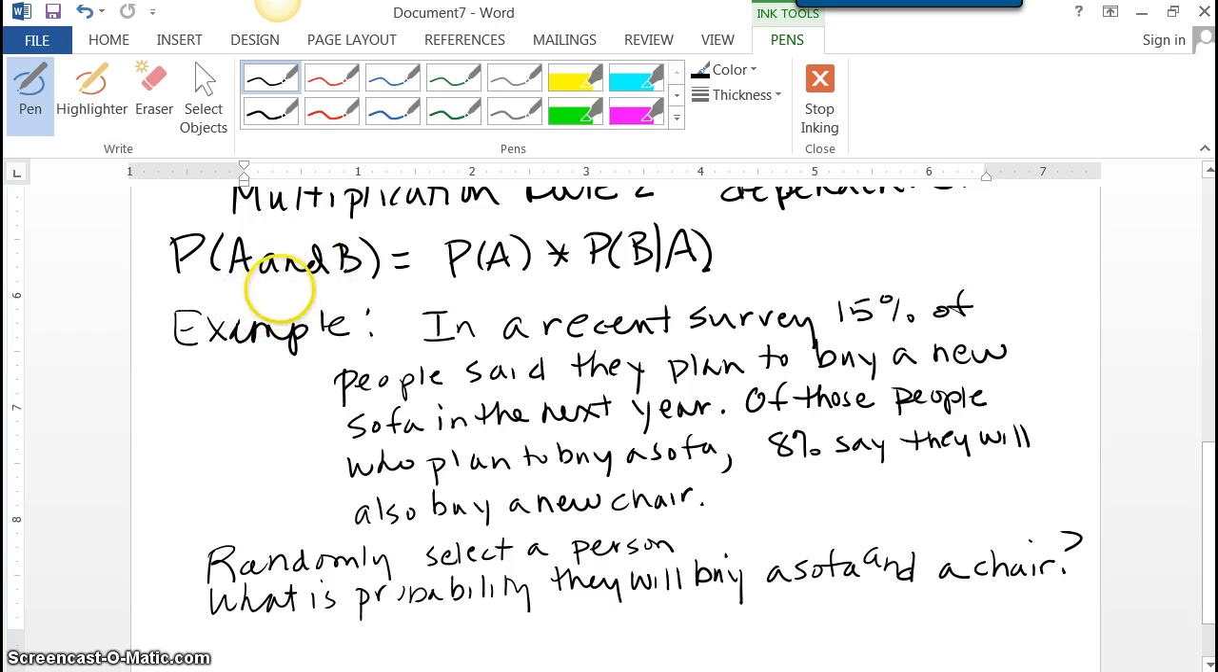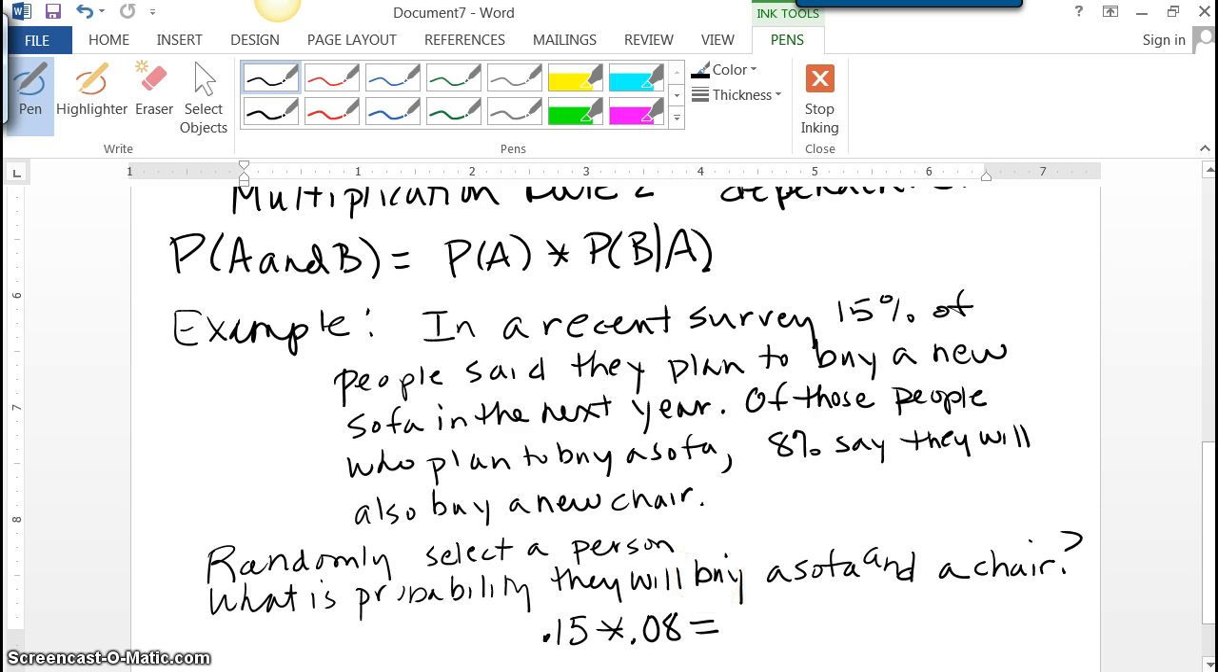So we're still asking an and question, but we're going to take the probability of buying a sofa, and then if they buy a sofa, we know that 8% of those people buy a chair. And so this probability right here, the probability of buying a chair given you bought the sofa, is 8%. We're going to be taking the 0.15 times the 0.08, and that will give us the answer to this. So it's going to be 0.15 times 0.08.